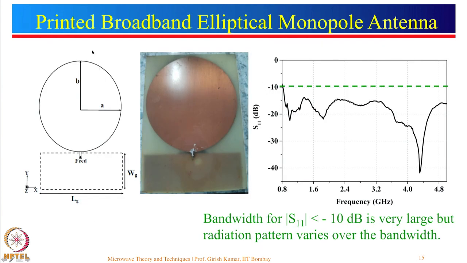Let's see the result of a printed broadband elliptical monopole antenna. You can see that this is an elliptical antenna printed on the top side of the substrate. This is printed underneath the substrate, which acts as a ground plane, and here a coaxial feed has been used. Let's see what bandwidth we have got in this particular case. Here you can see that the response is from 0.8 gigahertz up to about 5 gigahertz. In this entire bandwidth, the reflection coefficient is less than minus 10 dB. So we can really realize very large bandwidth using these configurations.